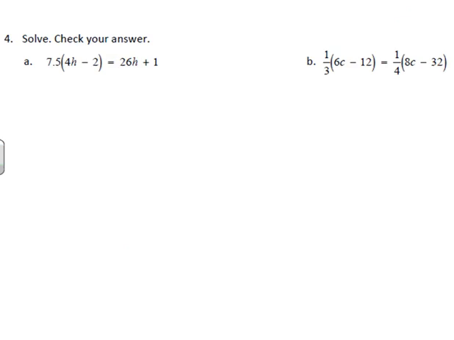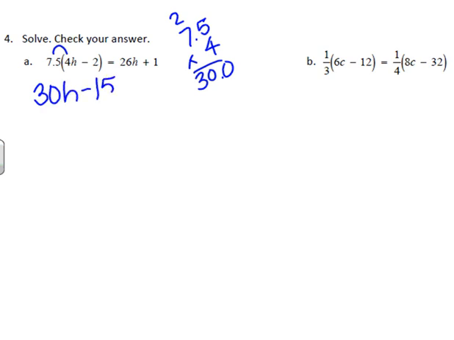All right, now we're going to look at equation solving. So part A, you need to distribute. So we're going to start by doing 7.5 times 4. You're always welcome to work that out off to the side. So that's going to give us 30h minus 15 equals 26h plus 1.